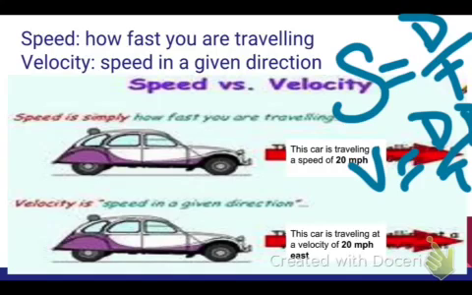So you have to add the direction to it, and it kind of got cut off there, but I just put a little d. So velocity is distance divided by time in a given direction. Speed is distance divided by time. Okay?